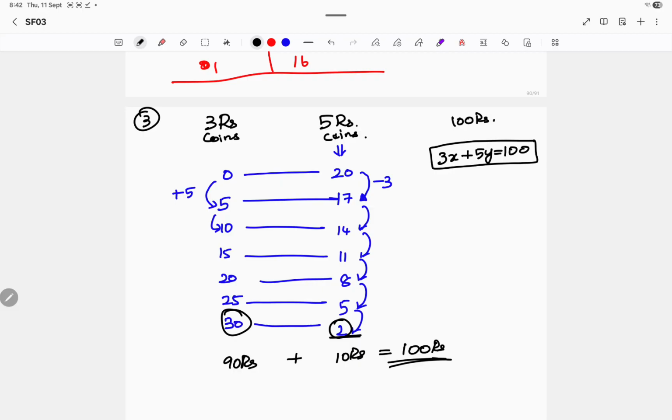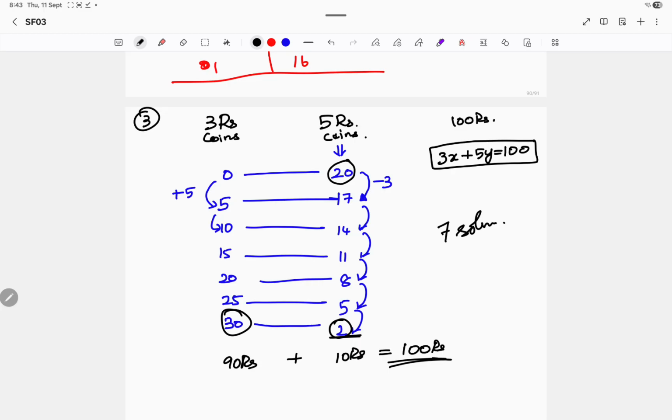I don't have to go ahead and solve the entire thing. As long as I understand that the first value, the 5 rupee coin count, is 20, I can keep subtracting it by 3 until it does not reach the negative side. And that will be the number of solutions that we'll be having. So here the number of solutions would be 7 possible solutions.